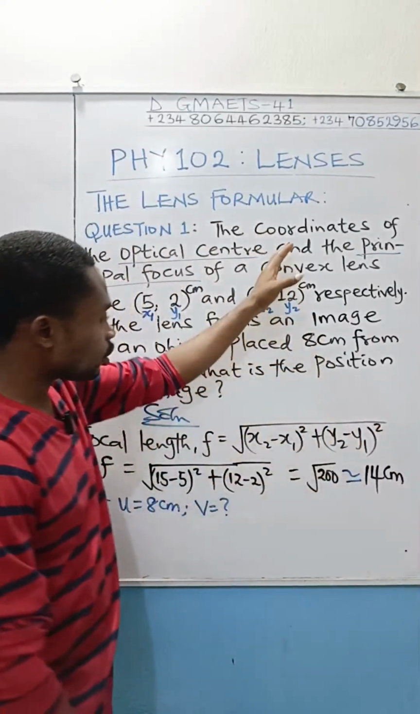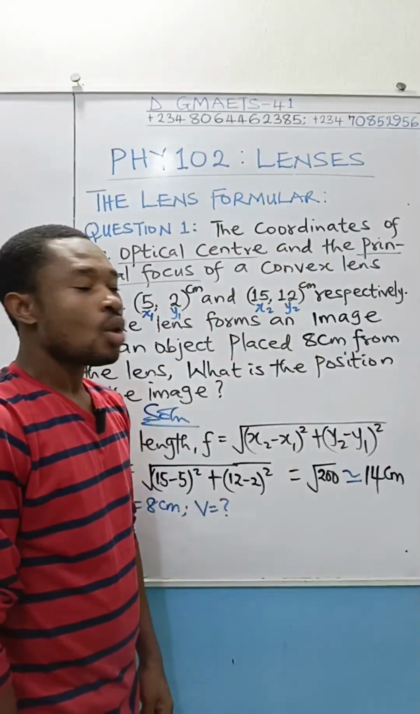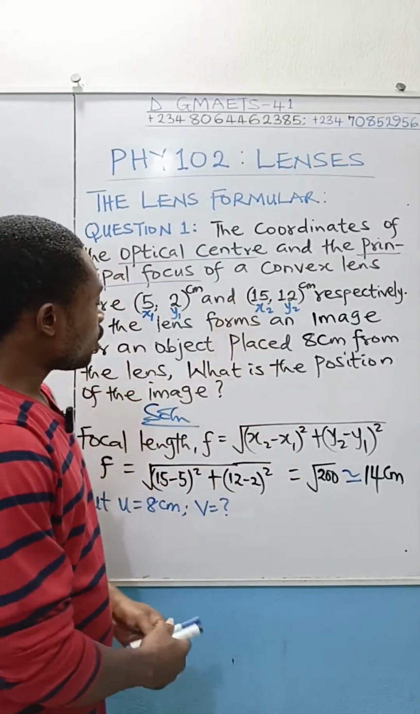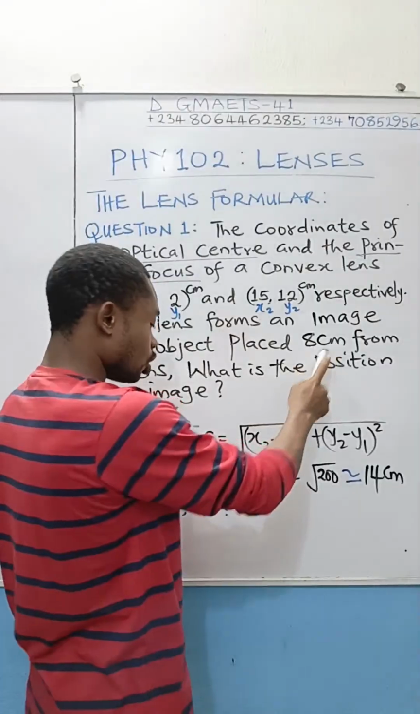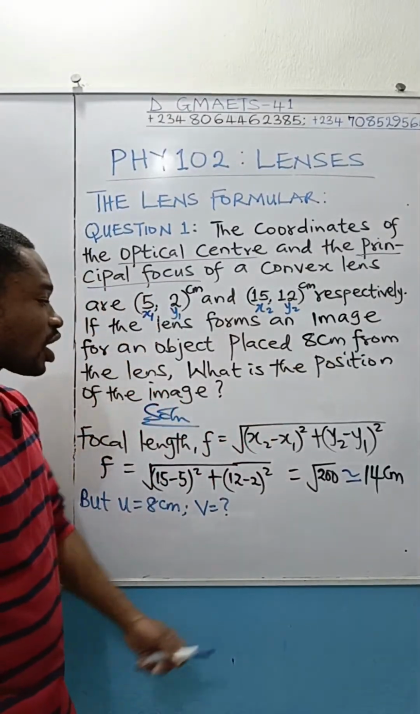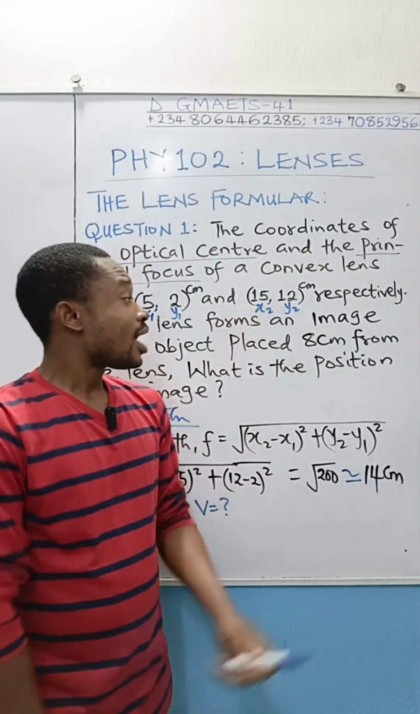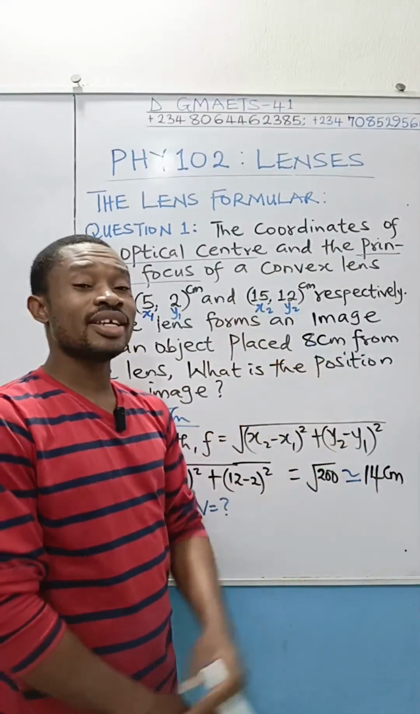But in this question, we are not told anything about that. What will guide us to know what to do here? We are going to compare the object position with the focal length. What is the focal length? 14 cm. And the object distance is 8 centimeters.